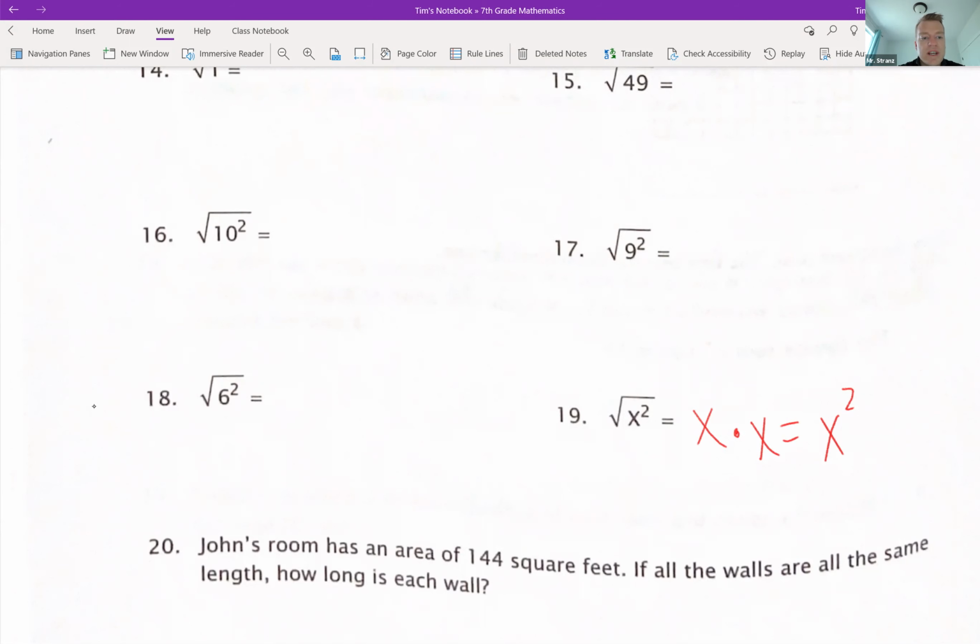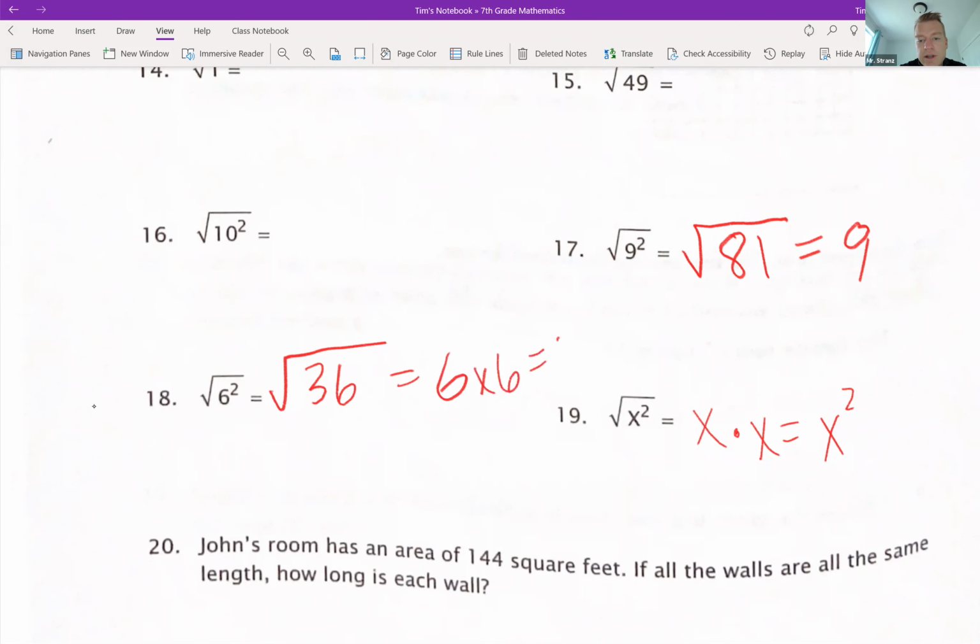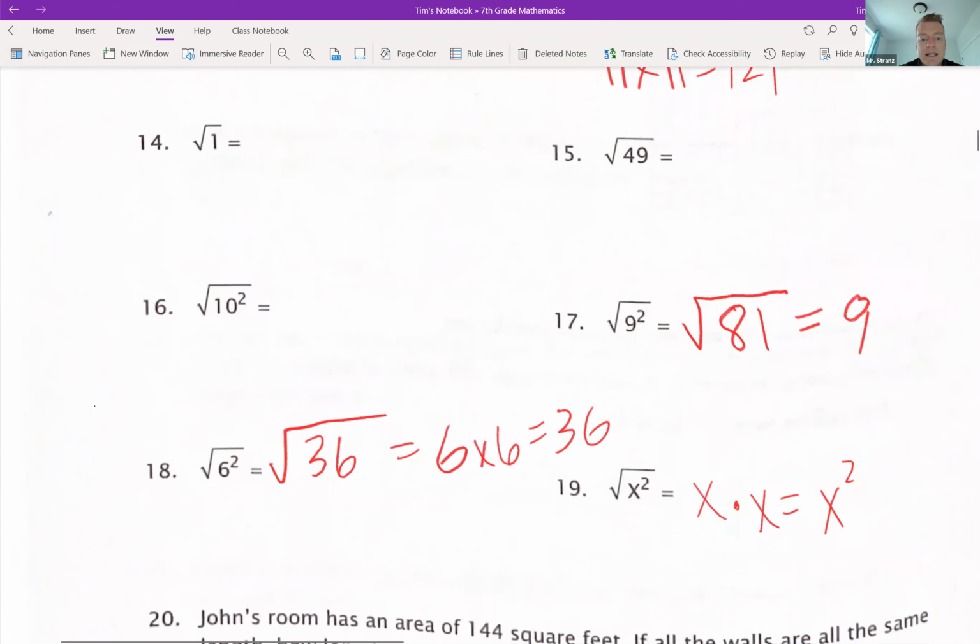Let's actually go back and look at number 17. The square root of 9 squared. What this is saying is, well, we know 9 squared is 81, right? So the square root of 81 is going to be 9. Same thing for number 6. The square root of 6 squared, well, we know 6 squared is 36, and the square root of 36 is going to be 6. 6 times 6 equals 36, right? So that's all they want you to do in those with the exponents inside.